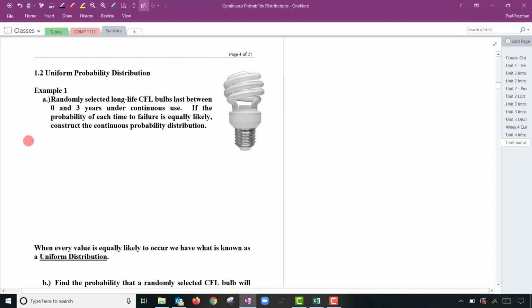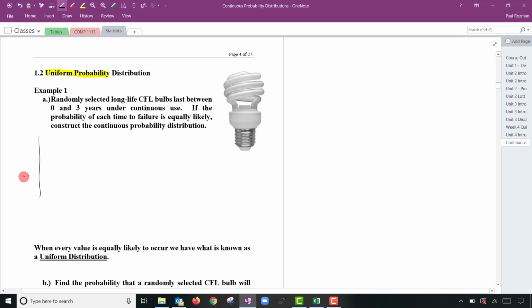We can do an example here. One common continuous distribution is the uniform probability distribution. I have an example here. It's a little bit fake, I guess. It says we have some light bulbs and they all last between 0 and 3 years.